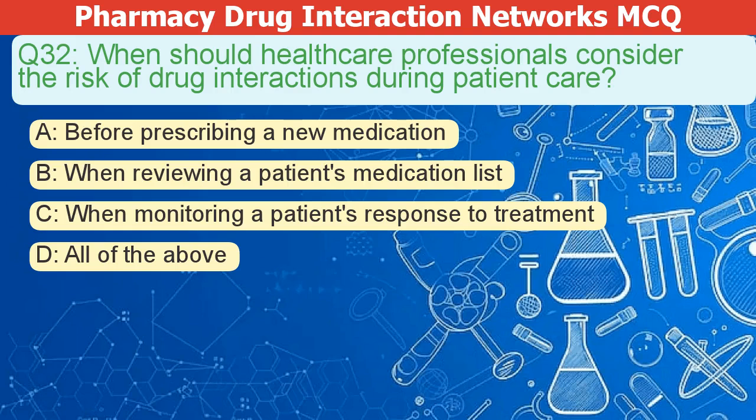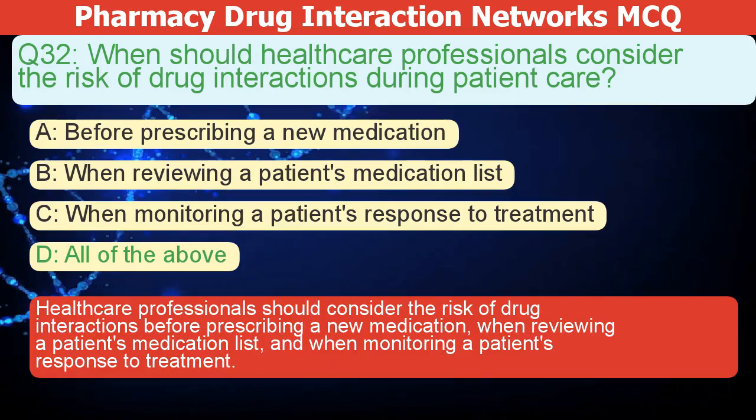When should healthcare professionals consider the risk of drug interactions during patient care? A. Before prescribing a new medication. B. When reviewing a patient's medication list. C. When monitoring a patient's response to treatment. D. All of the above. The correct answer is D. Healthcare professionals should consider the risk of drug interactions before prescribing a new medication, when reviewing a patient's medication list, and when monitoring a patient's response to treatment.